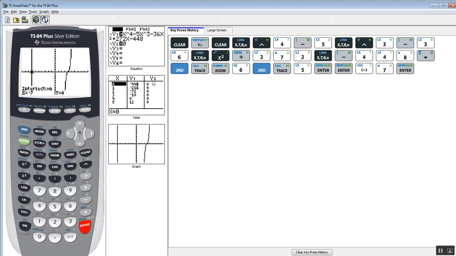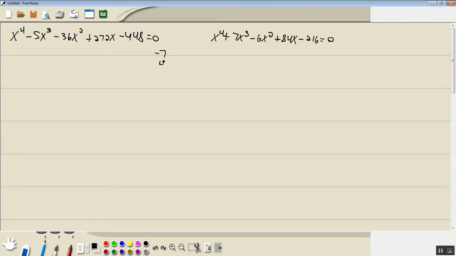And this looks like 4. Second trace. Choose intersect. Enter, and let me put 4 in. Okay. Now you don't have to put what the answer is for the guess. If you put an x value close to it, it'll find that answer. Okay, that's all we found via the calculator.